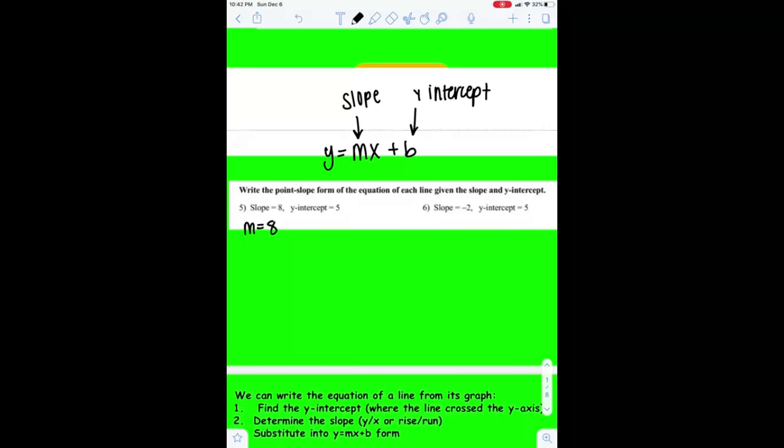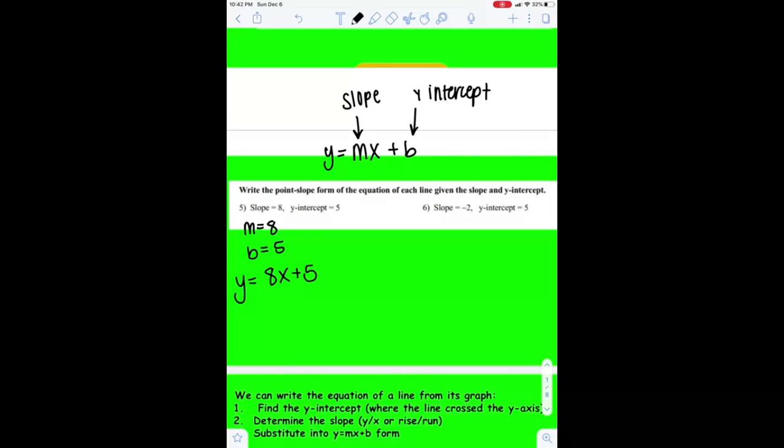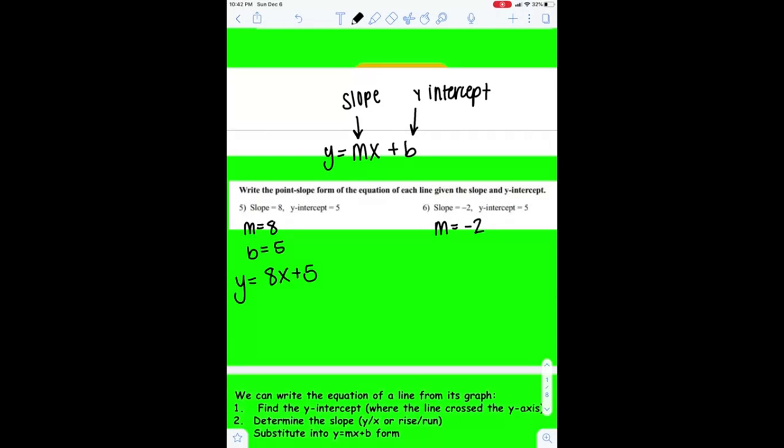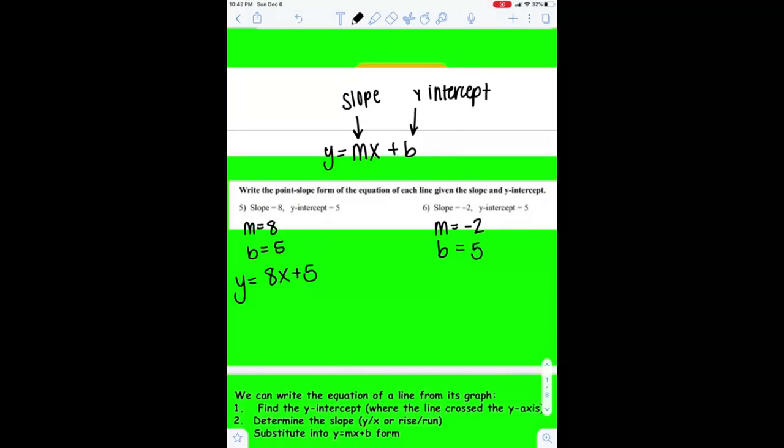Okay, so here m is equal to 8, b is equal to 5, and all I'm going to do is plug those into my equation to get y equals 8x plus 5. Then I'm going to do the same thing over here, where I have a slope of negative 2 and a y-intercept of 5. So m is equal to negative 2, b is equal to 5. I'm going to plug that in and get y equals negative 2x plus 5.